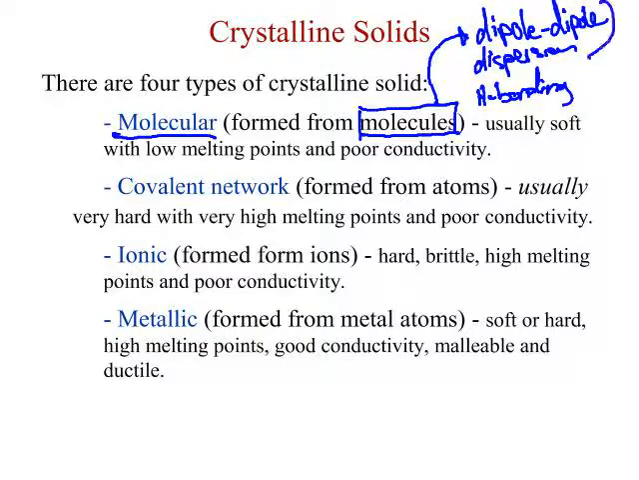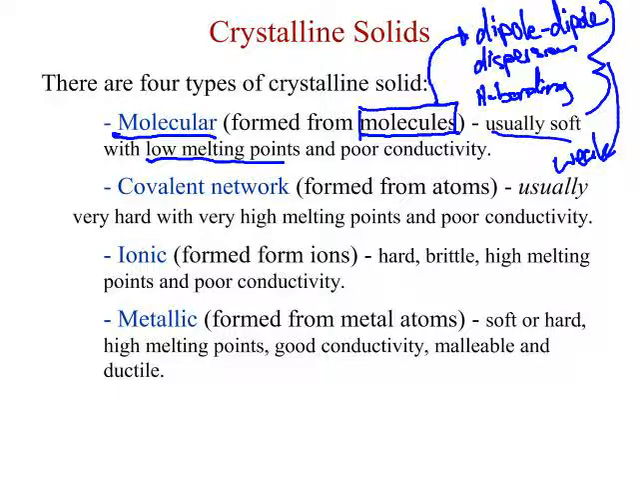Now, if we look at these forces, compared to chemical bonds, these are relatively weak. Because the interparticle attraction in a molecular solid is relatively weak, these tend to have low melting points, and they're usually soft and easy to break. That is due to the type of force holding the individual particles together.